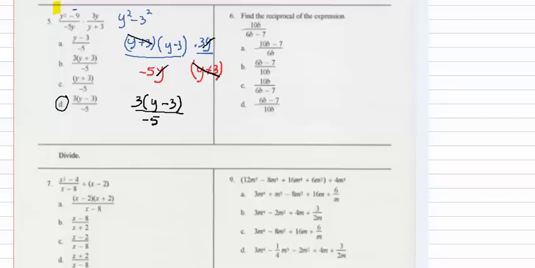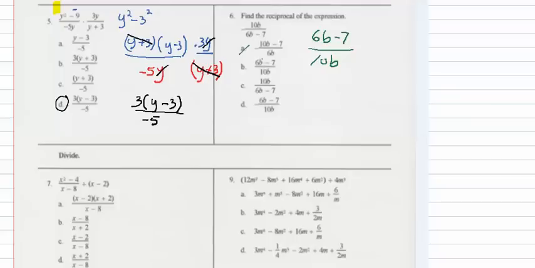Okay, now let's look at 6 over here. 6 says find the reciprocal of the expression. And reciprocal is just flipping things over, leaving all the signs the same, but just flipping over. And that is letter, looking, flipped over. It's not A. Let's see, no, it's not A.